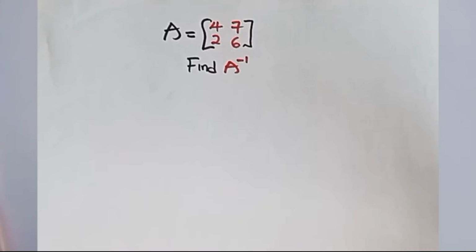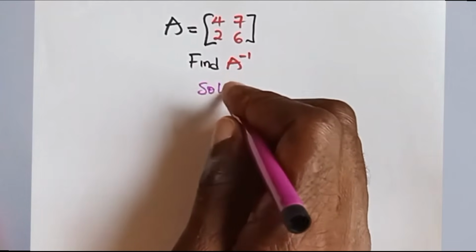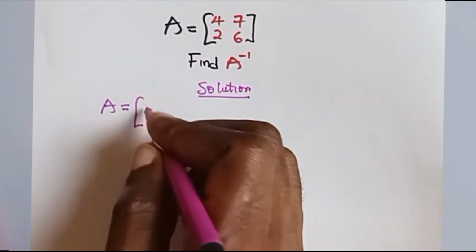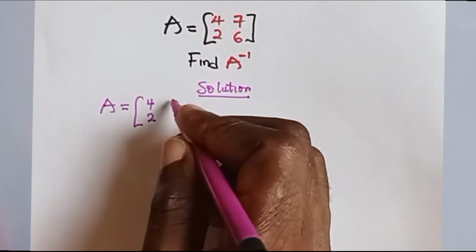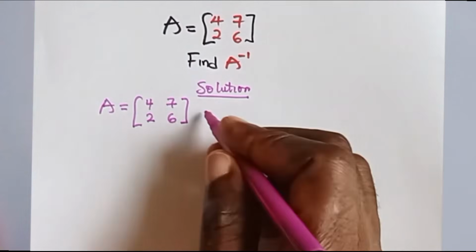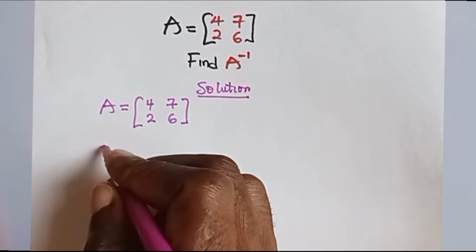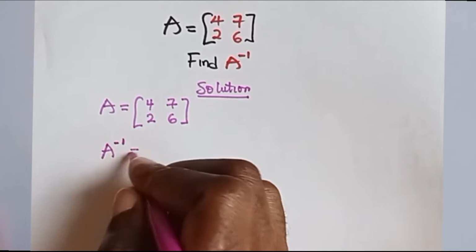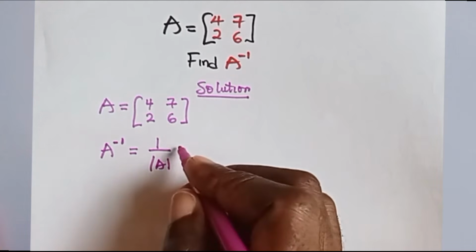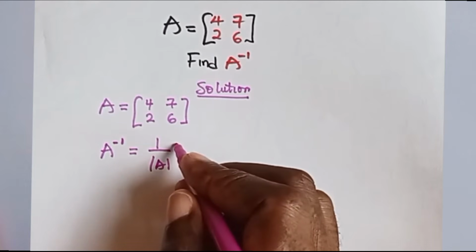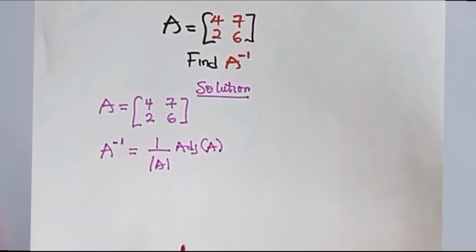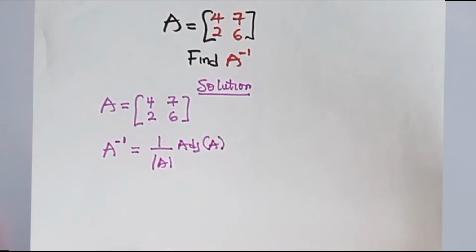Now let's look at another example here. All right, so our matrix is 4, 2, 7, and 6. And then we know that for us to find the inverse of this matrix, what we need to check first is if this is invertible. That is, we have to be sure that our determinant is not equal to 0. So let's find the determinant.